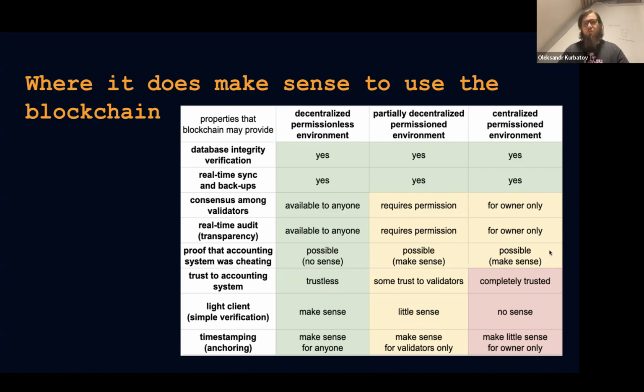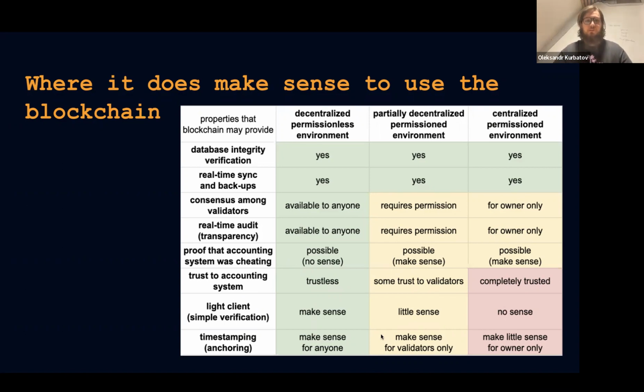In a centralized permissioned environment, usually this functionality doesn't make sense at all, because audit is permissioned, all processes are permissioned, and it doesn't make sense for the owner of the platform to provide this simple tool for monitoring the state of the blockchain to external users or something like that. And the last point, timestamping.